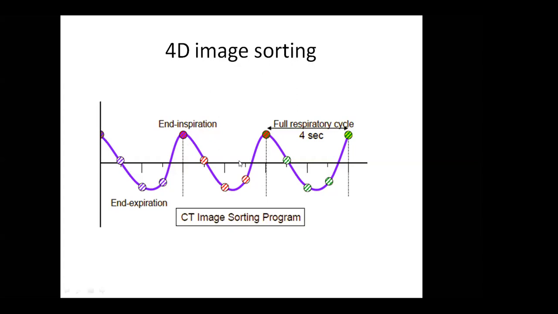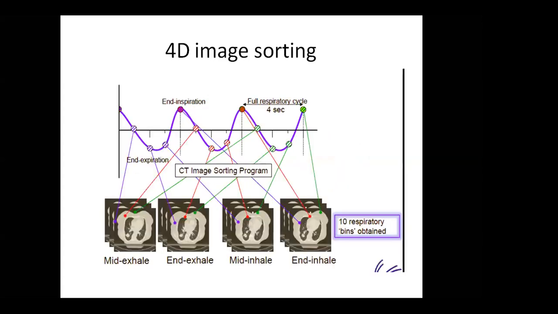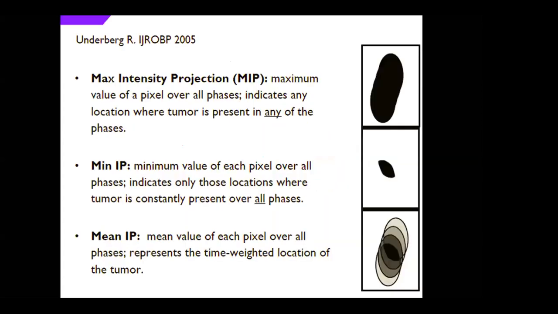The breathing cycle, the minimum breathing cycle that is recommended, should be at least 3.5 seconds. If it is less than 3.5 seconds, again, there is an issue in the sorting. And then you have these different kinds of imaging sets that you get from the 4D CT.